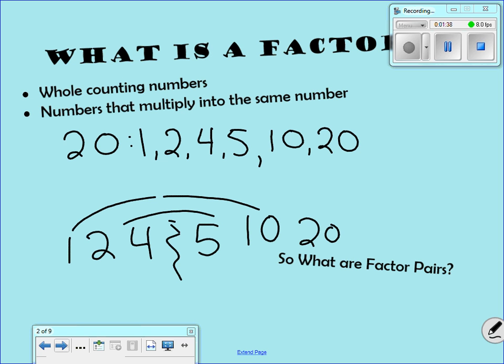So then we also throw around this term called factor pairs. When we're talking about factor pairs, we are talking about the numbers that go together and make up the number. So the lines that connect. So we have 1 and 20 are a factor pair. Sometimes we ask you to write the answer in factor pairs instead of the long factor way. So if I ever ask you to write in factor pairs, I want you to write like 1 and 20, 2 and 10, 4 and 5. So those are the factor pairs of 20.